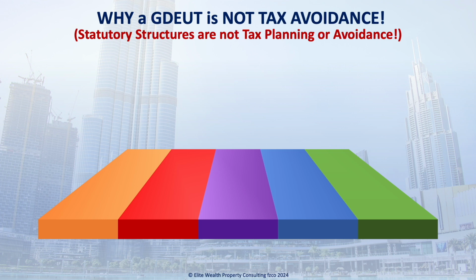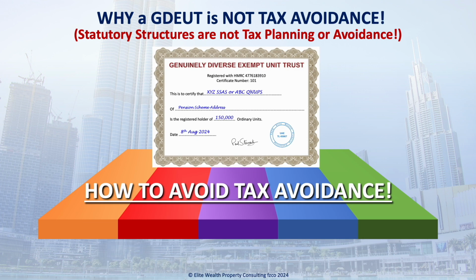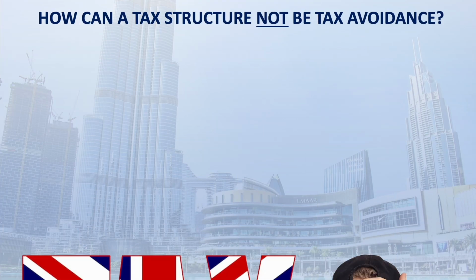We're using statutory structures. So, how to avoid tax avoidance? Quick video, not going into too much detail, but I'm hoping it'll reassure you in terms of the structure itself and the underlying way it's treated by HMRC in the United Kingdom.